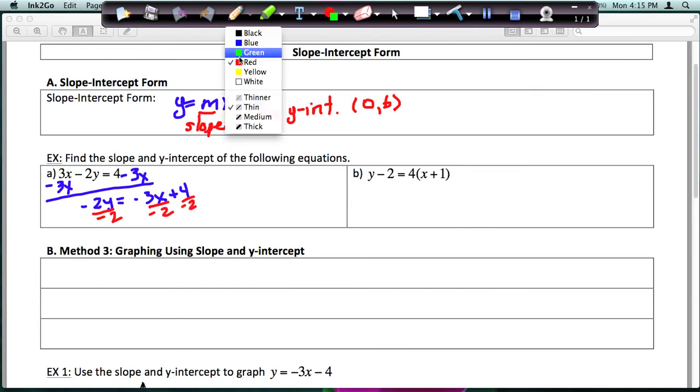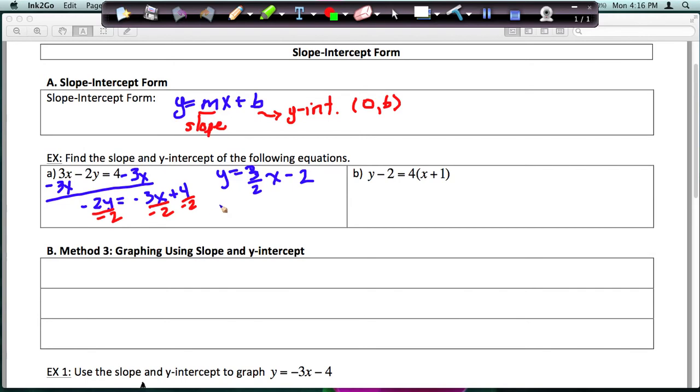So I'm going to divide all three terms by a negative 2. And I'm going to get y equals negative 3 divided by negative 2. A negative divided by a negative is positive, so I'm going to say 3/2 x. And then 4 divided by negative 2 is a negative 2. And so now I can answer what my slope is. My slope is the number in front of x, so that is a positive 3/2, or 3 over 2, so that's a rise of 3 over a run of 2.